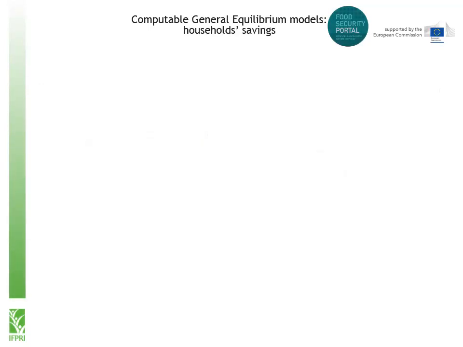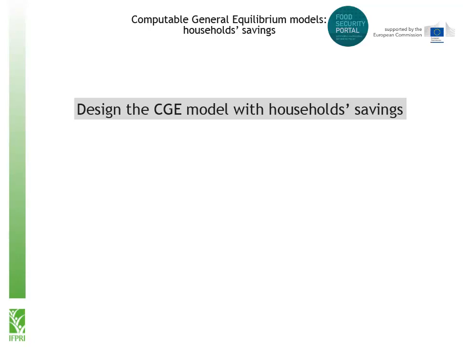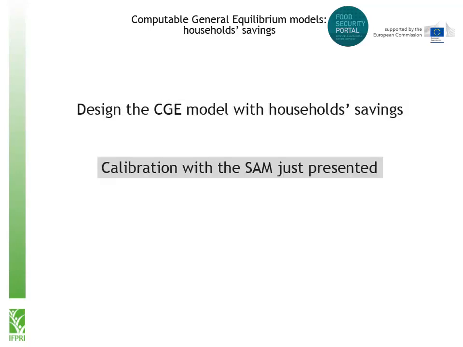So what I would like you to do is to design the computable general equilibrium model with household savings. You have to calibrate this model with data from the social accounting matrix that I have just presented. There is no difficulty, except maybe for the marginal propensity to save, but you can obtain this propensity very rapidly from the division of the total amount of savings by the disposable income.